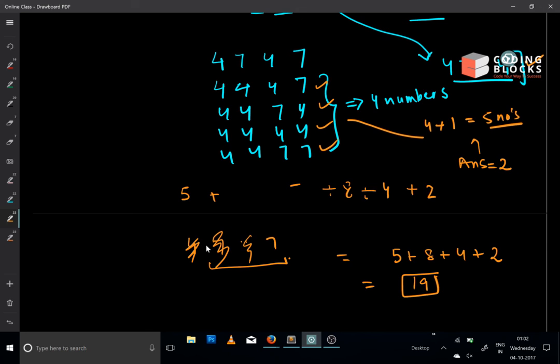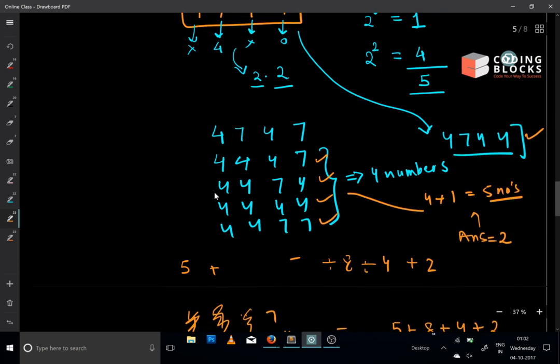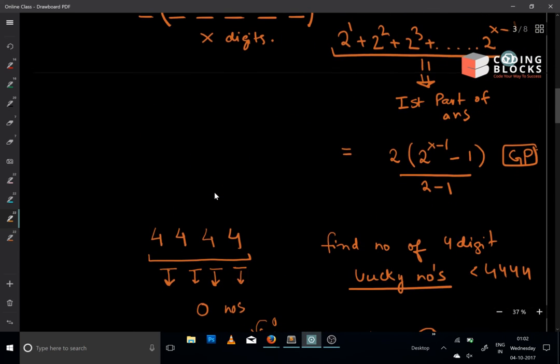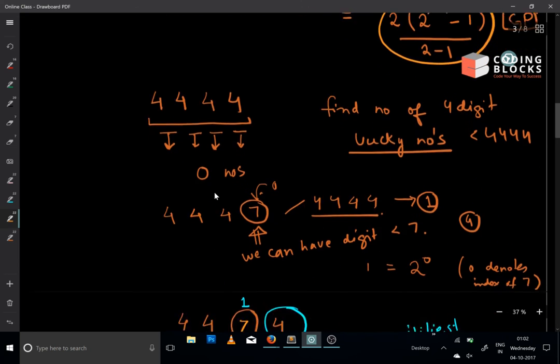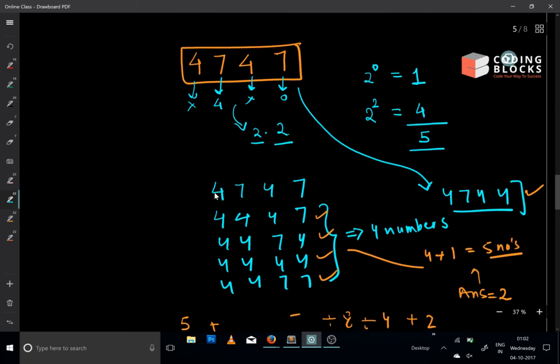So let's try the code also. Let us also try the code now. In the code it is easy. First I have to use this formula. I have to compute this thing, and then I have to see this thing.